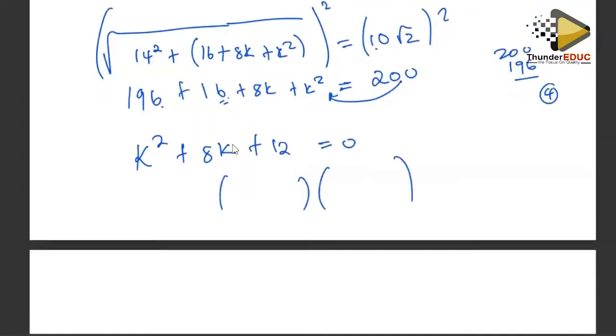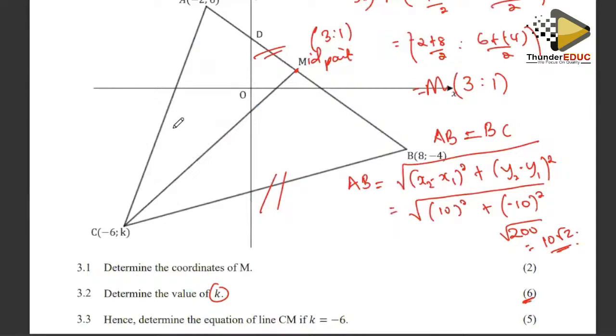The two numbers of interest will be 6 and 2. So (k plus 6)(k plus 2). So either k is -6 or k is -2. K is -6, k is -2. So we need to confirm and see.